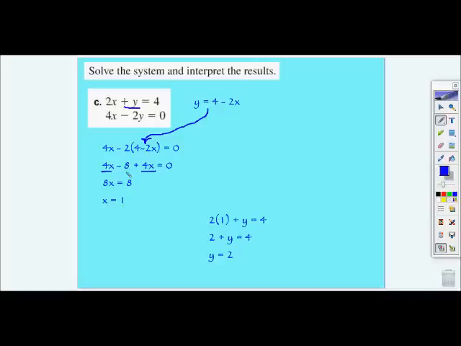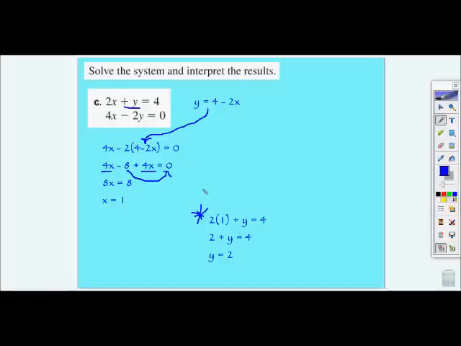I have a negative 8, that's going to go over on the other side of the equal sign with its constant term 0, creating a positive 8. And then I can divide both sides by 8, using a balanced equation, to solve for x equals 1. Remember, the last step is going to be that I'm going to substitute the numeric value of x into one of the equations. You can choose either one.